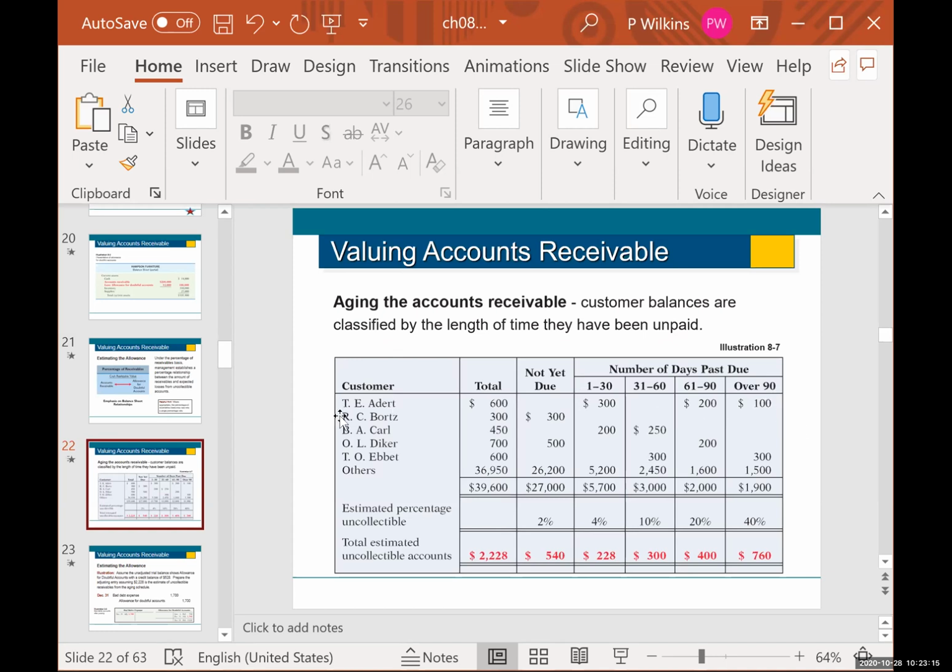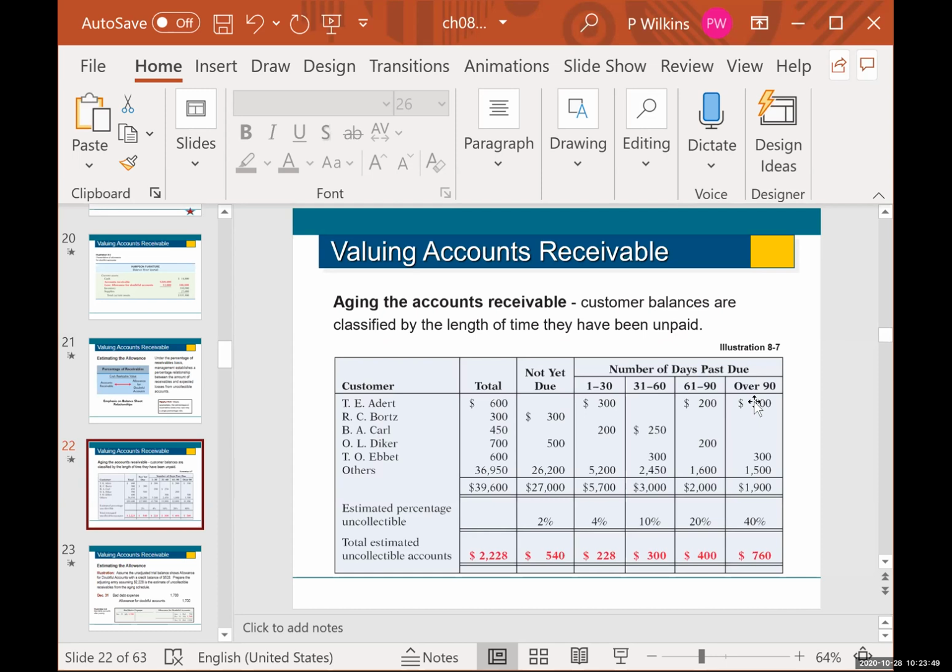So for instance, it shows T.E. Adert owes $600, and of that $600, $300 is 1 to 30 days old, $200 is 61 to 90 days old, and $100 is over 90 days old. Now in the real world, T.E. Adert probably wouldn't have been able to buy that 1 to 30 day old stuff because they have so much money that's due in 61 to 90 days and over 90 days past due. But there could be things that sometimes are happening with this customer.